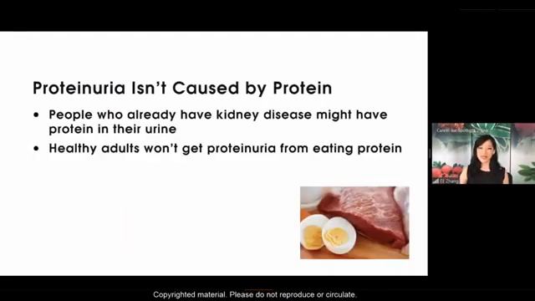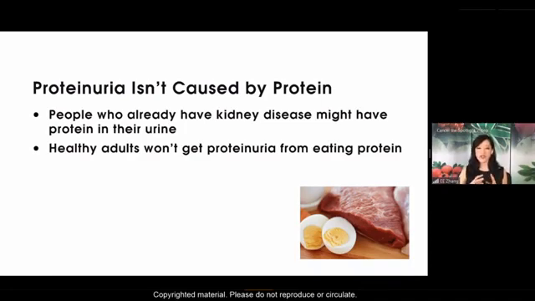Now, a lot of people believe that if they eat too much protein, they will cause burden on their kidneys. All right, so proteinuria isn't actually caused by high protein intake. Proteinuria means protein in your urine. All right, so for normal, healthy adults, we will not get proteinuria from eating too much protein.